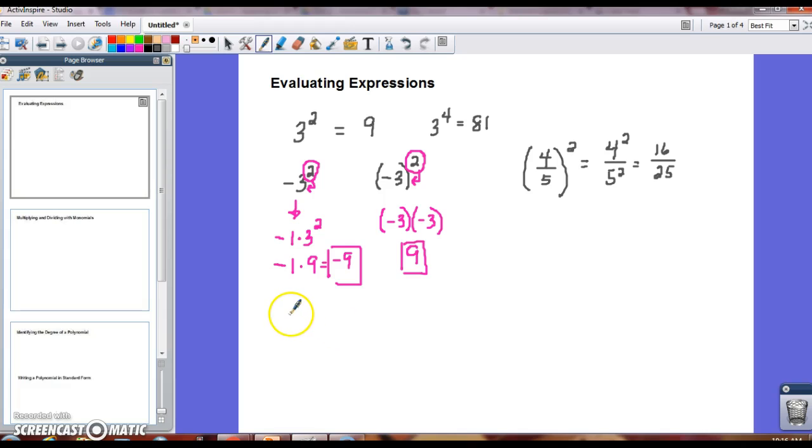So when you are given a polynomial, which we'll talk about polynomials a little bit more in a second.